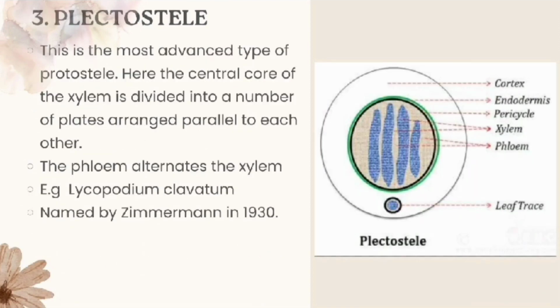Third, plectostele. It is an advanced type. In this, xylem is divided into plates that are arranged parallel to each other. The phloem alternates with xylem. Example, Lycopodium clavatum, named by Zimmermann in 1930.